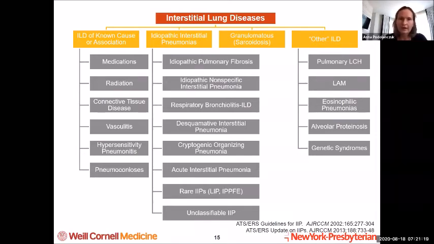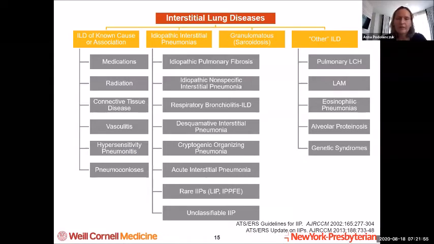pulmonary fibrosis. Other diseases that fall into this category are idiopathic nonspecific interstitial pneumonia, or idiopathic NSIP. There's also respiratory bronchiolitis ILD, DIP, or desquamative interstitial pneumonia, cryptogenic organizing pneumonia, and then acute interstitial pneumonia, a couple of rare ones, and then there's a fairly large category in my clinical practice of unclassifiable idiopathic interstitial pneumonias, which is a patient where we can't make a more specific diagnosis.